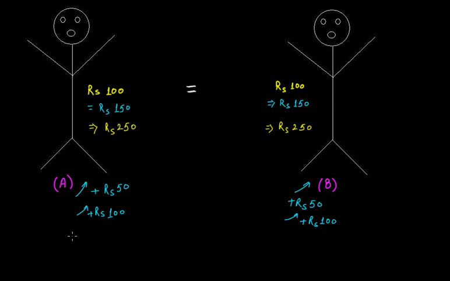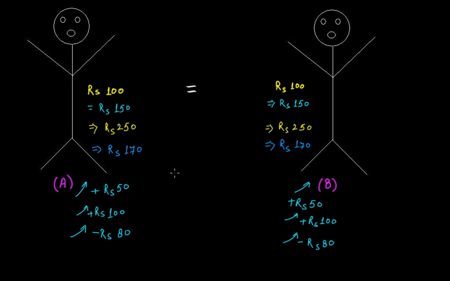If you want to reduce the amount that this person has by, let's say, 80 rupees, then if you reduce 80 from 250, this will be 170 rupees. Same thing you'll have to do with this person. You'll have to reduce this person's money by 80 rupees, and in this case, this will also be 170 rupees.